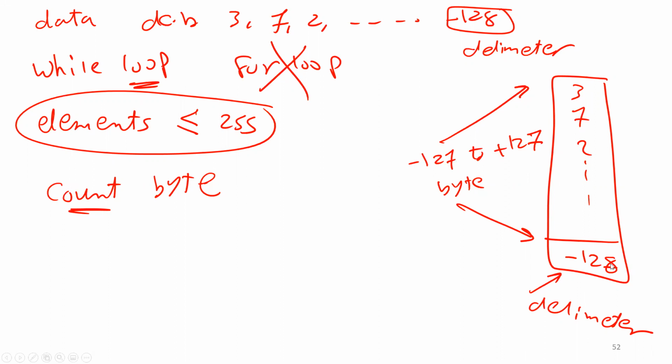And this number here, -128, is reserved as a delimiter. So it cannot be repeated here as any element. This is the range of the elements, and this number is reserved as a delimiter.